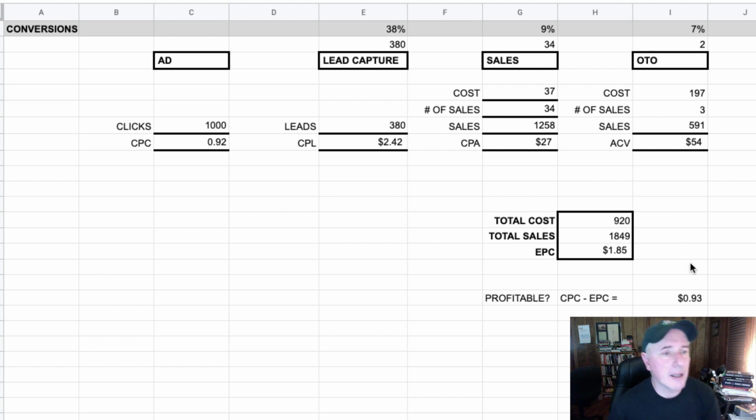As you can see here, I even calculate what the difference is for you in the spreadsheet between the cost per click and the earnings per click. And as you can see, it's positive. It's 93 cents.